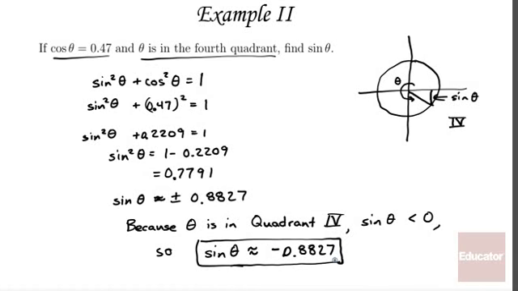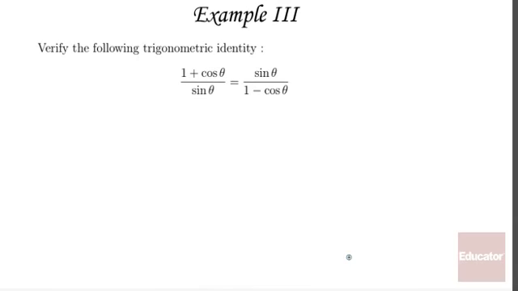So the whole key to doing this problem was to start with the Pythagorean identity. Sine squared theta plus cosine squared theta is equal to 1. Once you're given sine or cosine, you can plug those in and figure out the other one, except that you can't figure out whether they're positive or negative. The identity doesn't tell you that, so we had to get this little extra information about theta being in the fourth quadrant. That told us that the sine theta is negative, and so we were able to figure out that it was negative 0.8827.